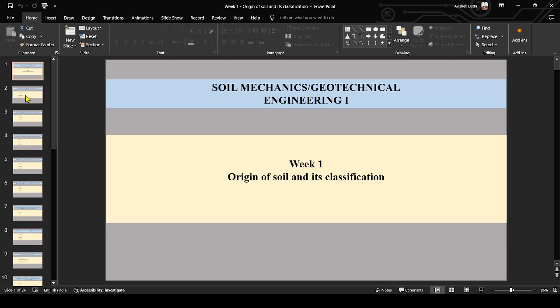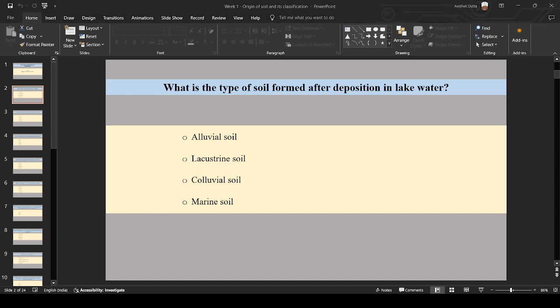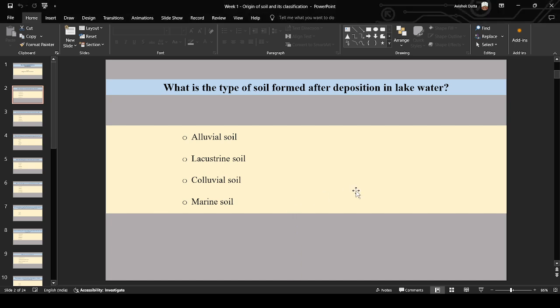So the first question is, what is the type of soil formed after deposition in lake water? No need to tell the answer or message it in the chat right now. Those who know the answer can write it down. We'll discuss it after I dictate all the questions. The topic is origin of soil, and we have some questions on this particular topic.